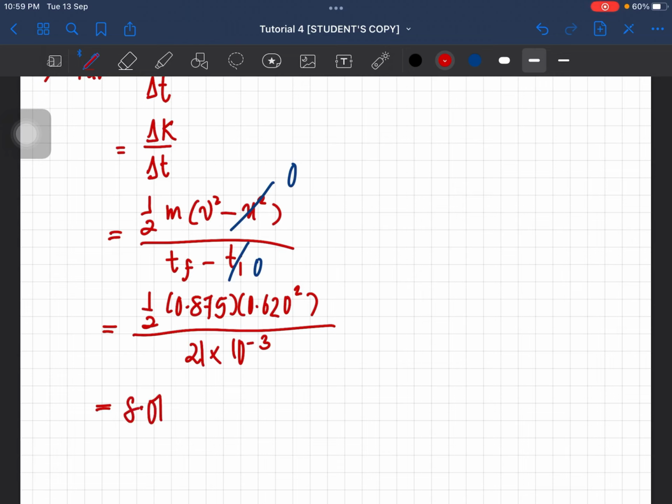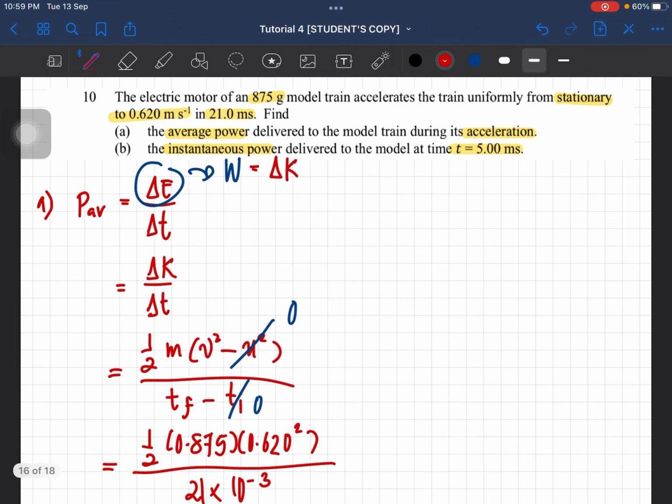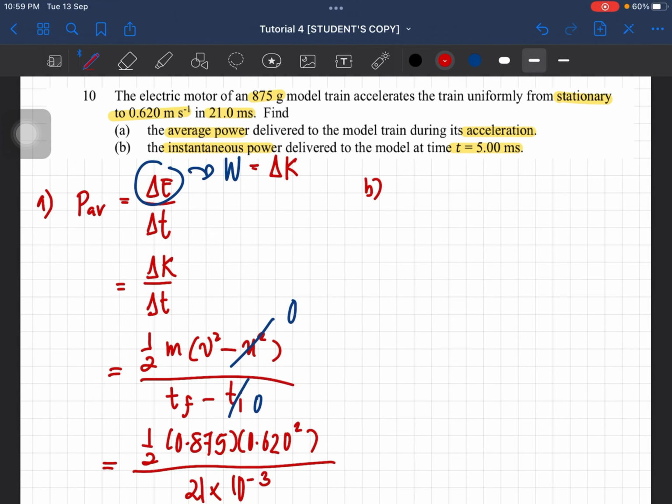Okay, so that is very straightforward, and the formula is given in your formula sheet. Okay, next we have to calculate the instantaneous power. Okay, so for instantaneous power, that is when we use F times dengan velocity. Okay, so untuk force yang ni, force dia ni mesti force yang constant. Okay, so the force is constant, baru kita boleh guna this formula.